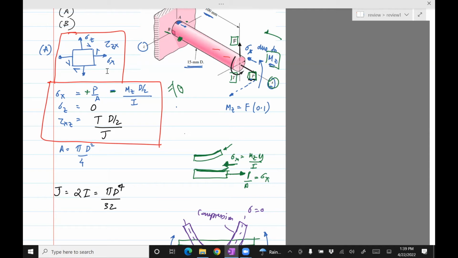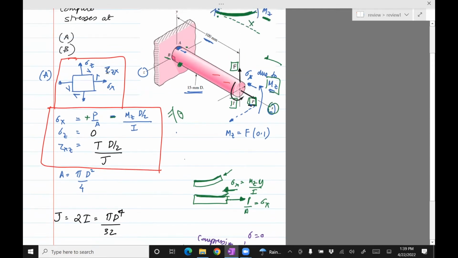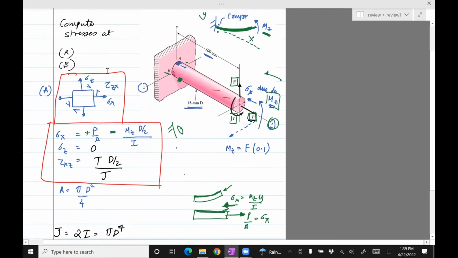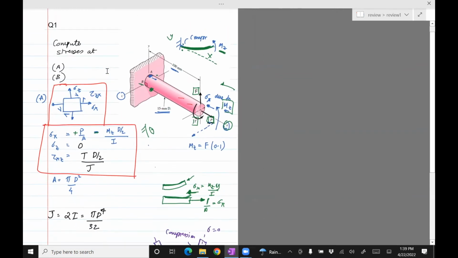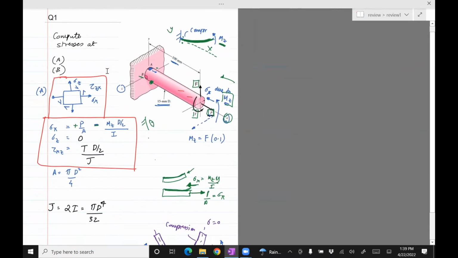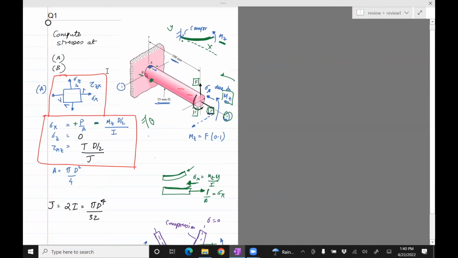It's up to you. Okay, so I have to do part B. So let's see how to compute the stress at B. First of all, note that B is along in the xy plane. Okay, so let me just copy that figure again.